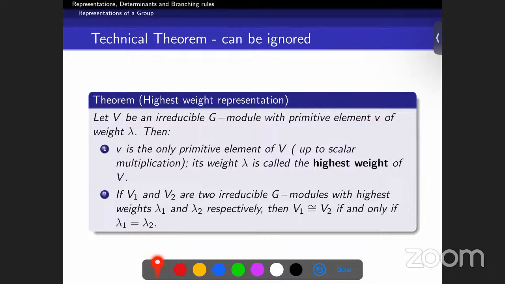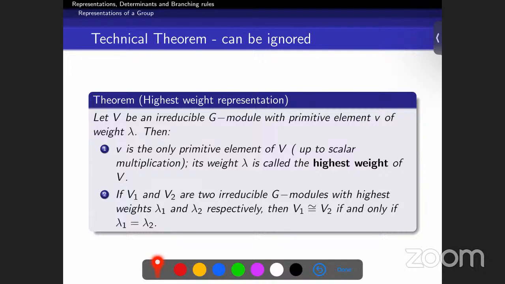What this means, I'll come to that in a minute. I just want to get this idea over here that this V would be a unique element up to multiplication by a scalar, and its weight is called the highest weight of this representation. And two irreducible representations having highest weights lambda 1, lambda 2 would be isomorphic if and only if these two weights are the same. Okay, fine. So there's something like a weight which parameterizes every irreducible representation.